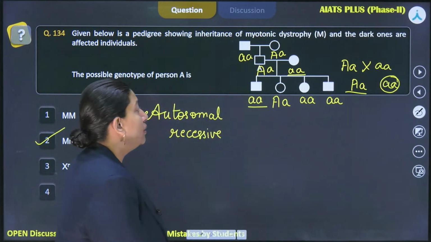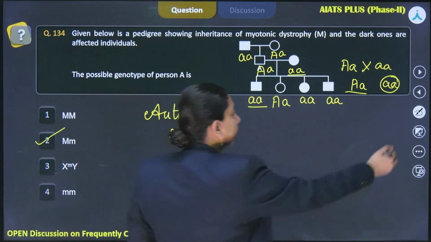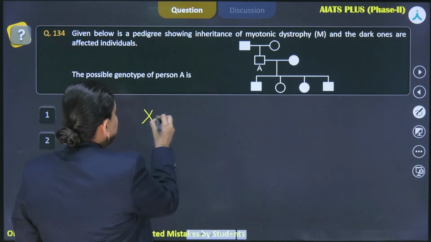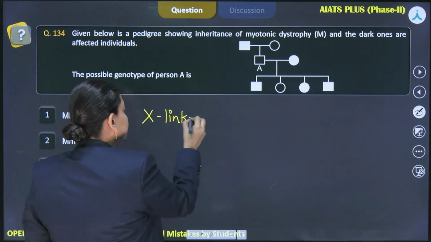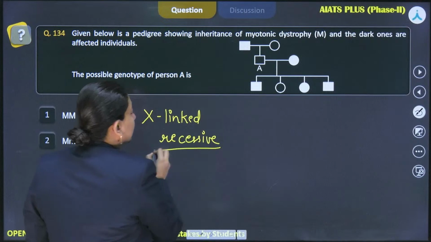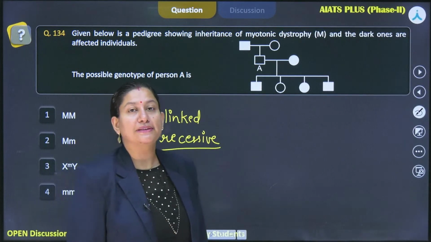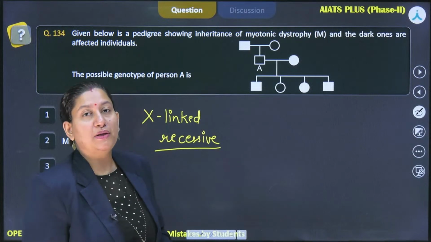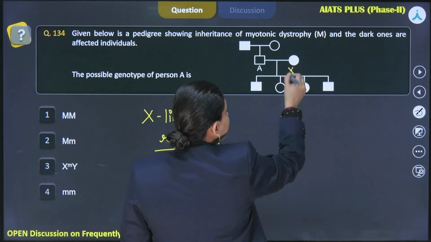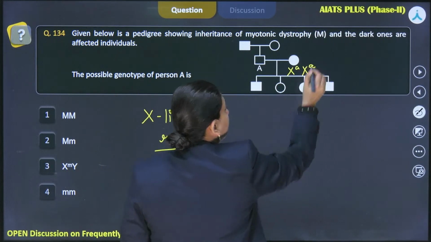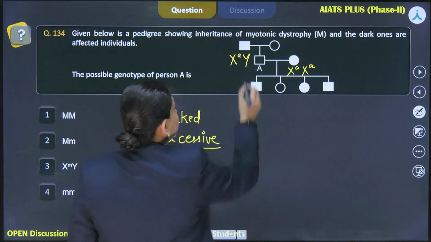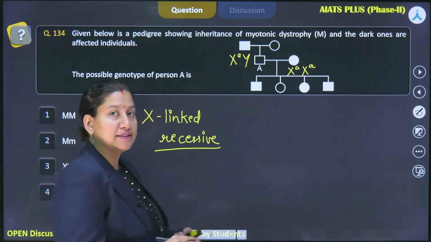Right? Now, let's consider the possibility and check whether this particular pedigree is true for an X-linked recessive one. If this pedigree is true for X-linked recessive, then the females will have both the recessive alleles. Let's suppose this female is affected, so she will have the diseased homozygous combination, and the males, because they have only one X chromosome, are going to possess that particular allele.